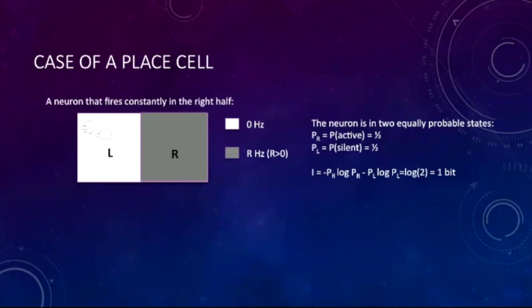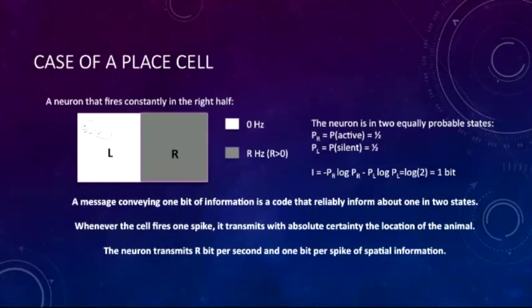Sorry, I skipped a bit of detail here, right? But information in bits is on the basis of 2. So basically, it's always binary, 0 or 1. So if I have only 2 possible states, this is 1 bit. If I have 4 possible states, it's 2 bits. All right? So a message that conveys 1 bit of information is a code that reliably informs you about 1 in 2 states.